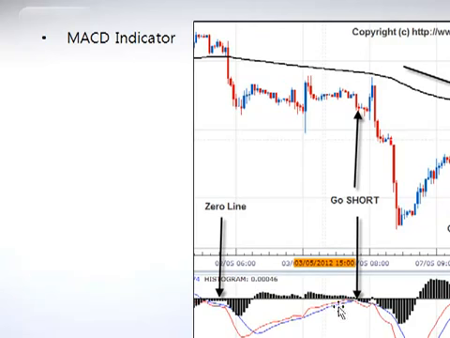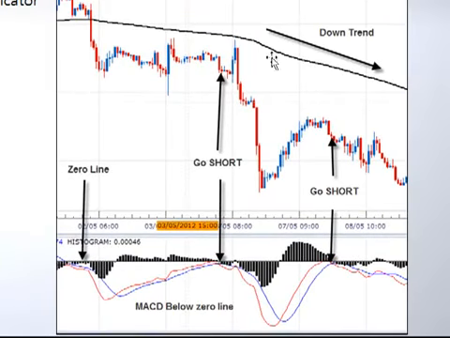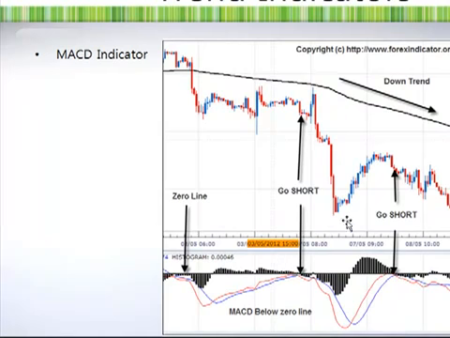You must make sure that the crossover, can you see the crossover here, happens below the zero line if it's a downtrend. If it's an uptrend, the crossover must be above the zero line. For those of you who have only one MACD line, some of you are saying that you can't tell a crossover.